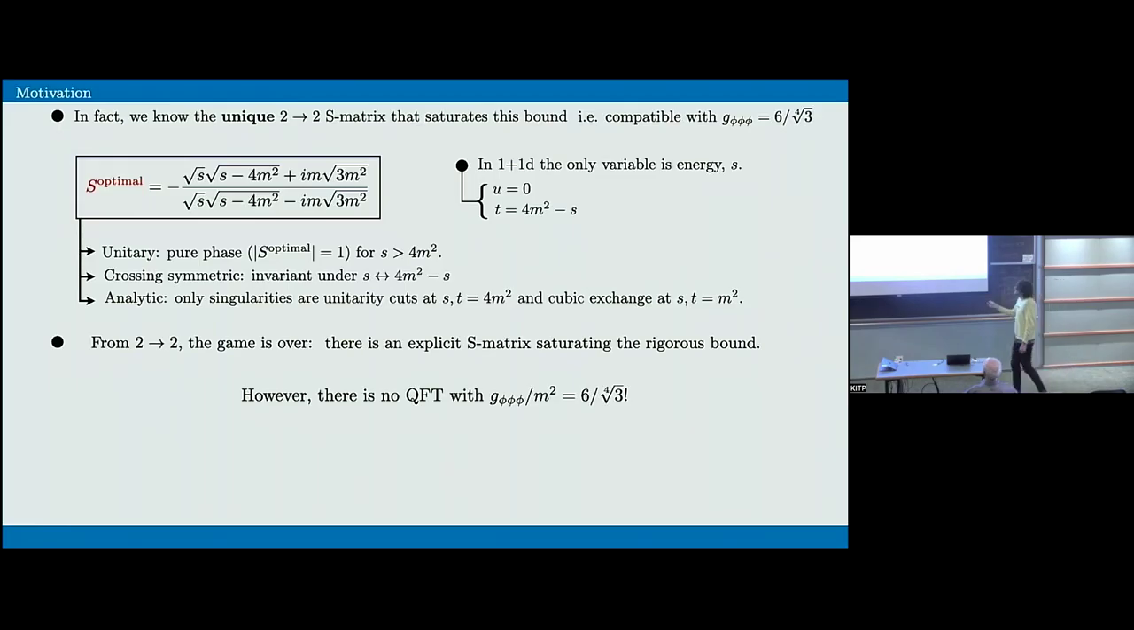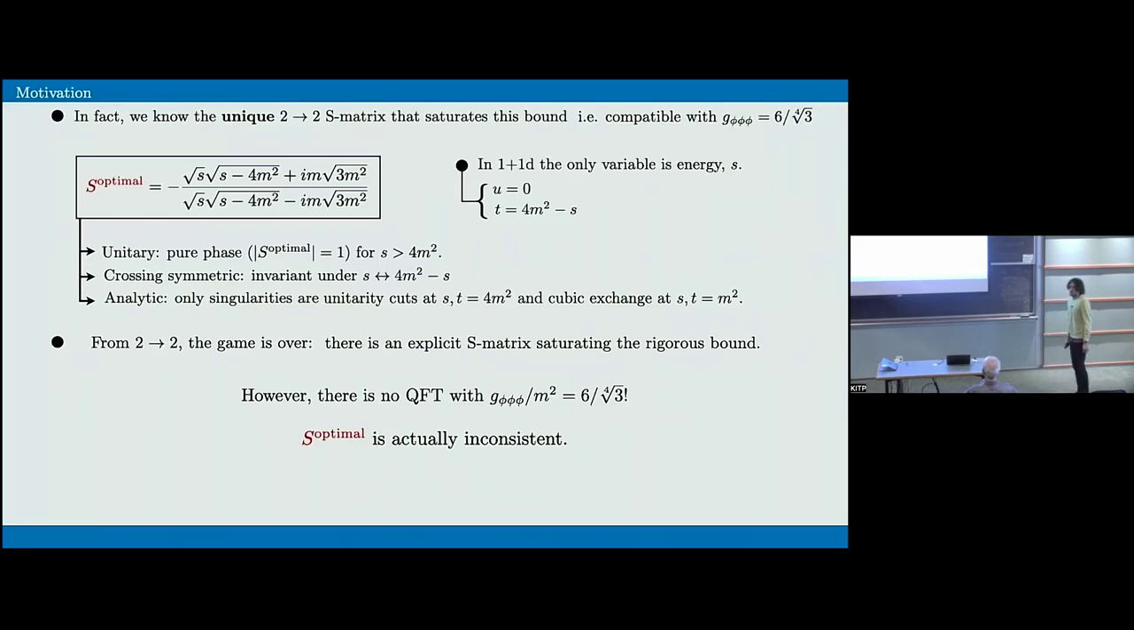But what I want to tell you is that even though that's true, there is no quantum field theory that realizes this coupling. And you could not figure this out from 2 to 2 alone. And that this S matrix is in fact inconsistent.